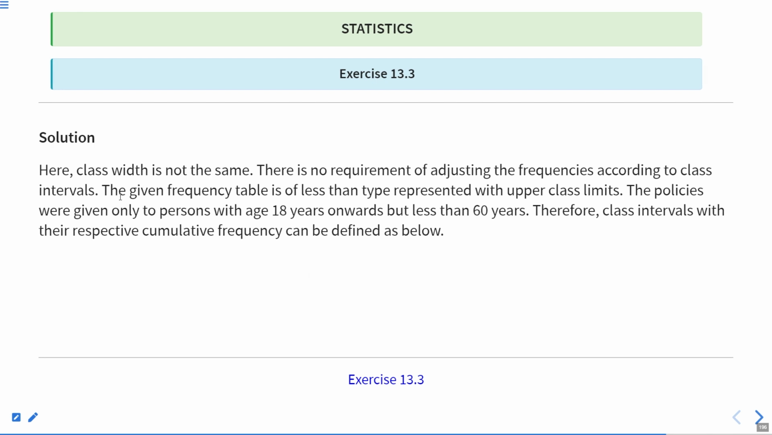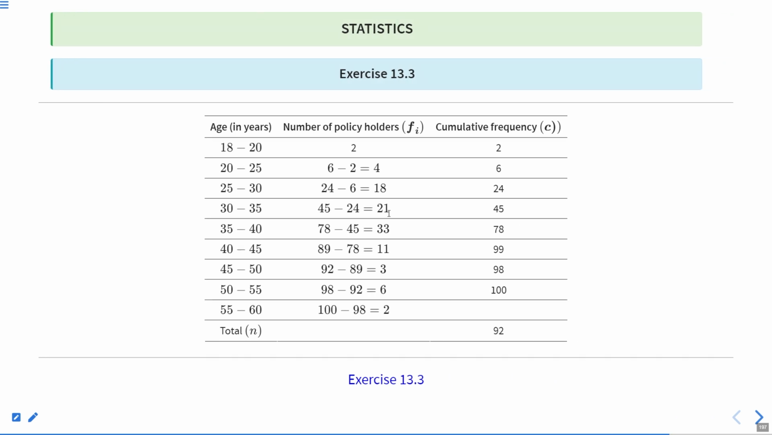Here the class width is not the same, so there is no requirement of adjusting the frequencies according to class intervals. The given frequency table is of less than type, represented with upper class limits. The policies were given only to persons with age 18 years onwards but less than 60 years. Therefore, class intervals with their respective cumulative frequencies can be defined as in this table.